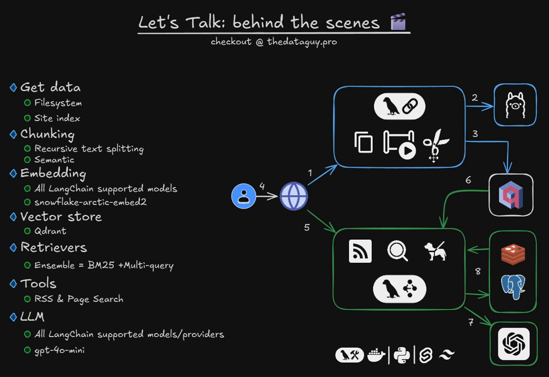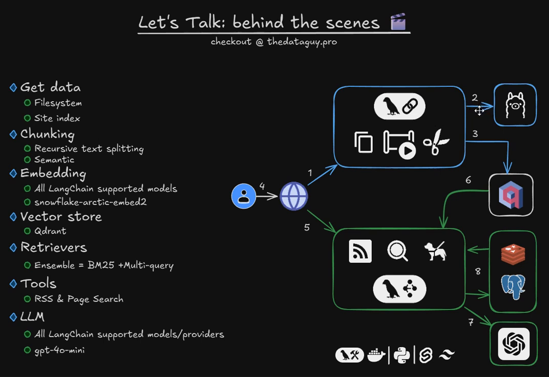Once we have the contents and metadata, next is chunking. And at this time, Let's Talk supports recursive text splitting with the split size, chunk size and overlap as parameters, and also it supports semantic chunking as well. So once we do the chunking, next step is to compute the embeddings.